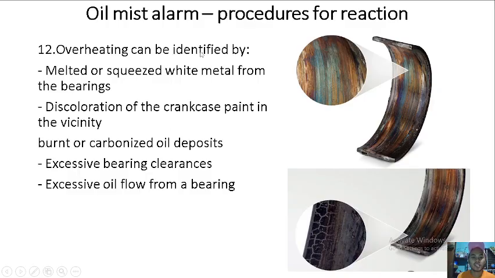Overheating can be identified by the following: melted or squeezed white metal from the bearings, discoloration of the crankcase paint in the vicinity, burnt or carbonized oil deposits, excessive bearing clearances, and excessive oil flow from a bearing. These are identifications that there is an overheating that causes the oil mist.